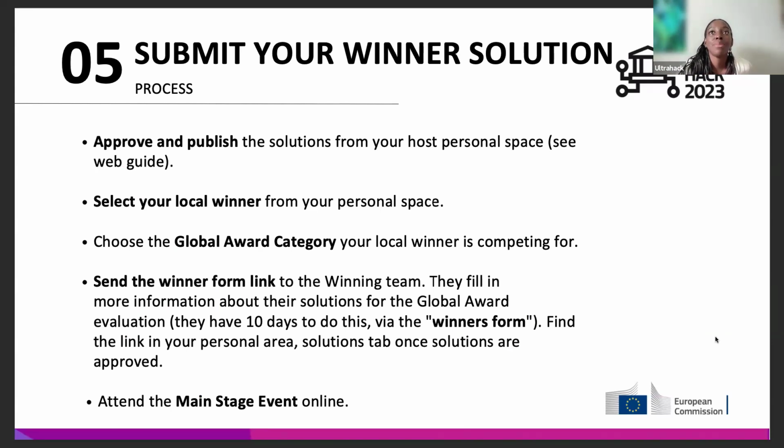Moving on to submitting your winner solution. How is the process? First, you approve and publish the solutions from your host personal area; see the web guide and also the reference that I just showed you a couple of minutes ago. Second, select your local winner from your personal space. You have the space to select if this solution is a local winner. Choose the global award category your local winner is competing for based on the guiding questions, and send the winner form link to the winning team.